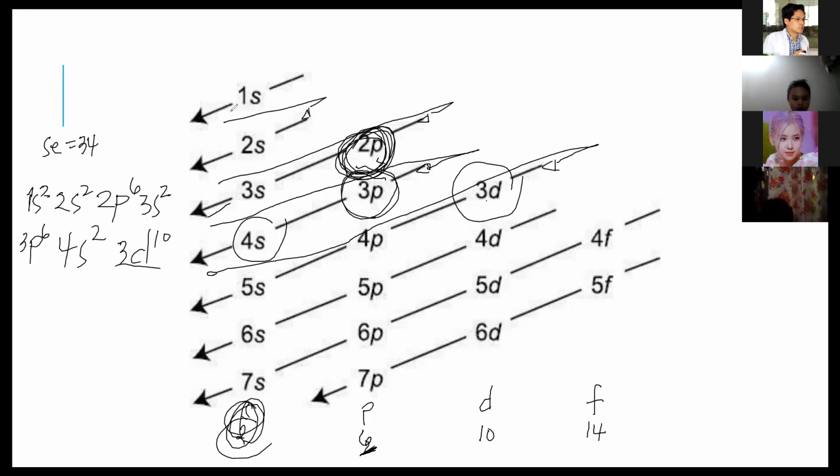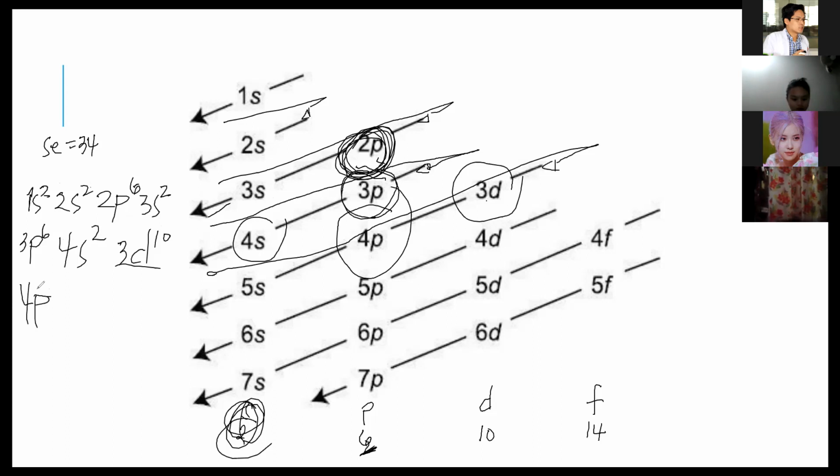You count. 4 plus 6 is 10. 2 plus 6 is 8, plus 2 is 10. So 10, 20, 30. It's already 30. So let's move now to 4p.